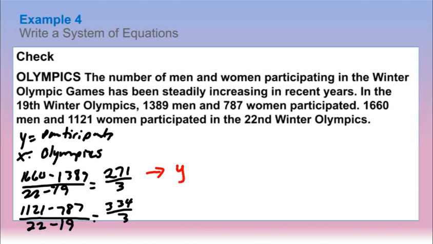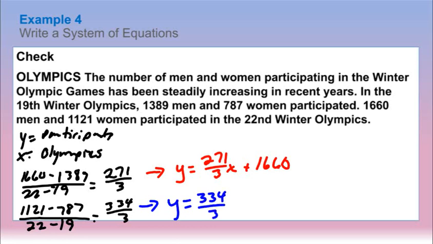So now we come up with our equations here, after the 22nd one. Our equation would be y equals 271 thirds x plus, for the men, they had 1,660 in the 22nd Winter Olympics. And for the women, we'd have y equals 334 divided by 3 x plus 1121, the number of women in the 22nd Olympics.